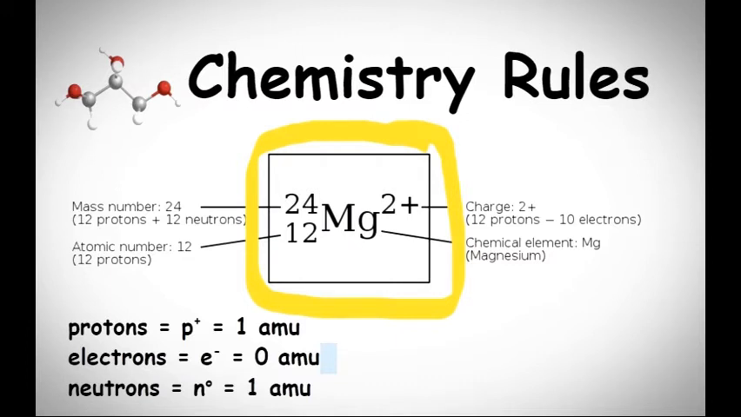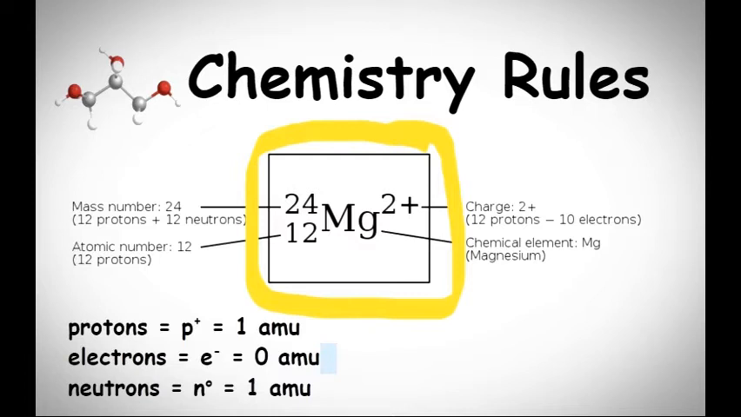You'll always see two numbers on the left-hand side of the chemical symbol, and there's a big number and a little number. The big number is always on top, and the little number is always going to be underneath. The bigger number is the mass number. It's a whole number, no decimals. It's the total number of protons and neutrons in that magnesium atom.